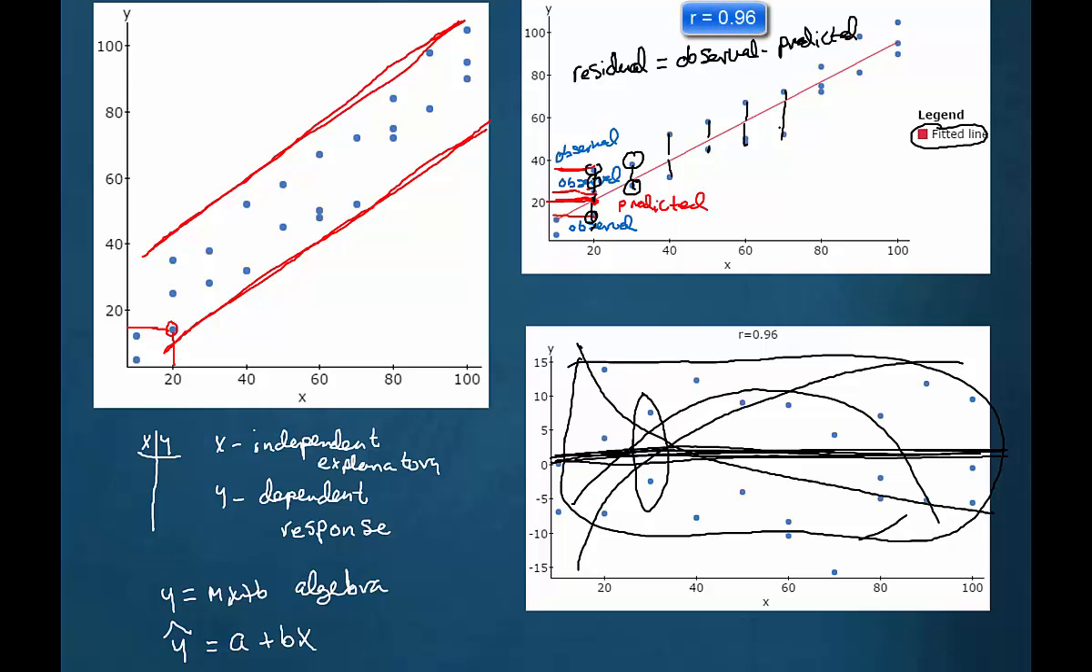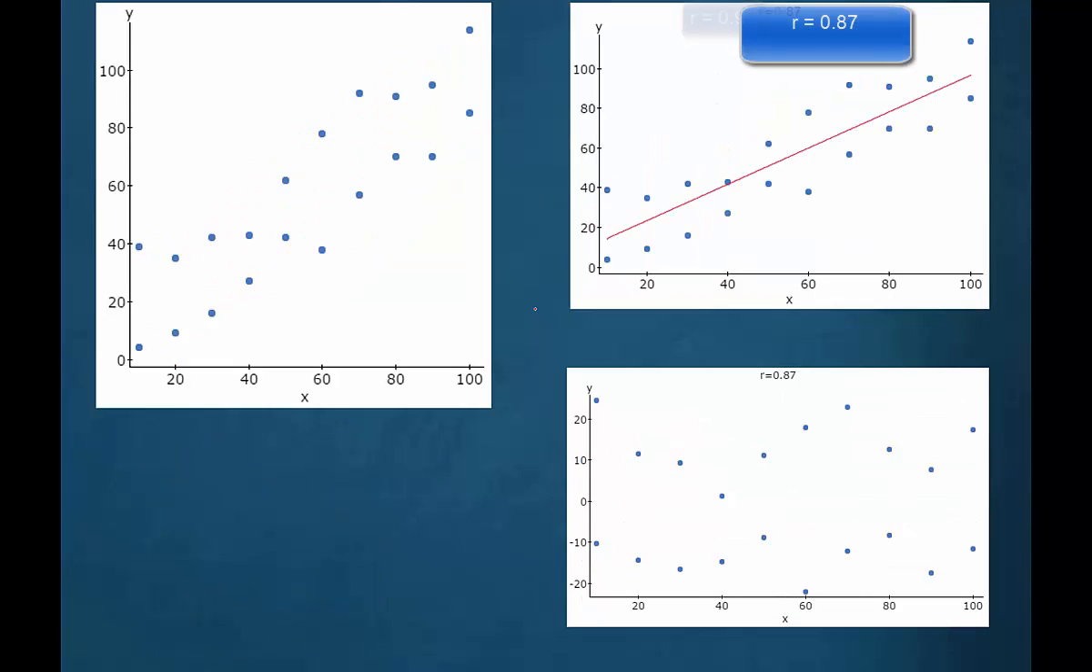For this particular example, let's note that the R value, the correlation coefficient between these two variables, is 0.96. Now let's look at another set of ordered pairs.